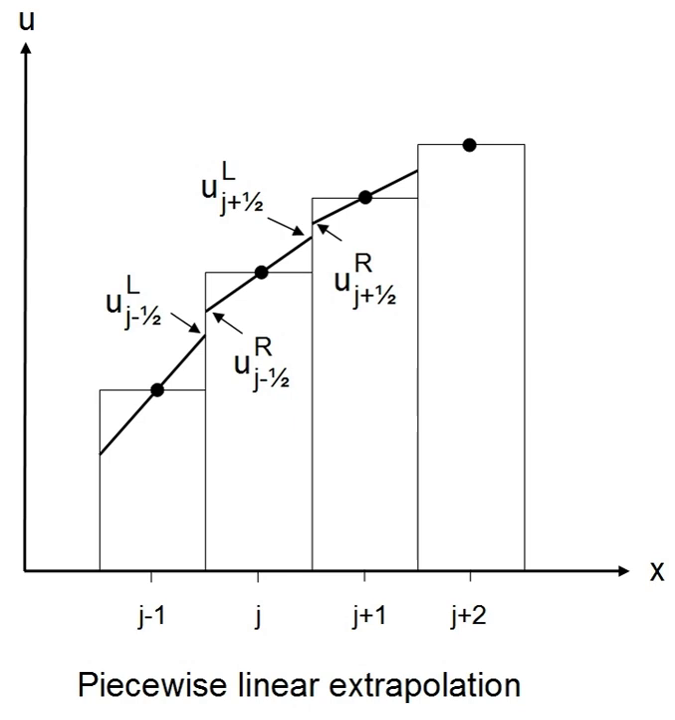MUSCL-based numerical schemes extend the idea of using a linear piecewise approximation to each cell by using slope-limited left and right extrapolated states. This results in the following high-resolution, TVD discretization scheme: du_i/dt + 1/Δx_i [F(u_{i+1/2}) − F(u_{i−1/2})] = 0.